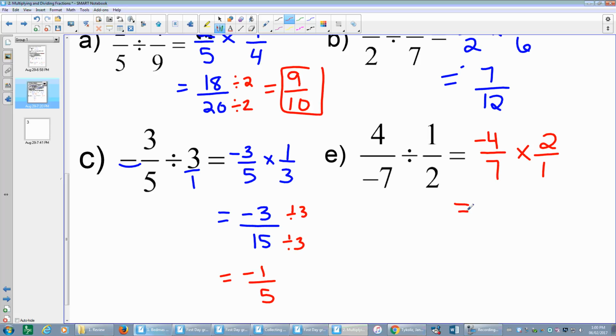Now I follow the rules of multiplication and multiply my numerators together. We can type it into our calculator. Negative 4 times 2 gives me negative 8 over 7 times 1 gives me 7. Okay, so that is multiplying and dividing fractions.